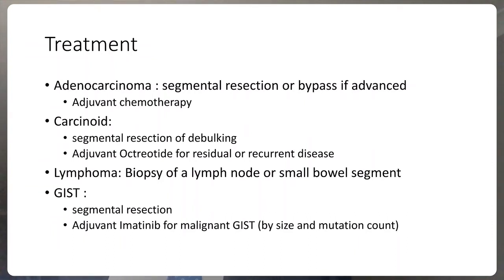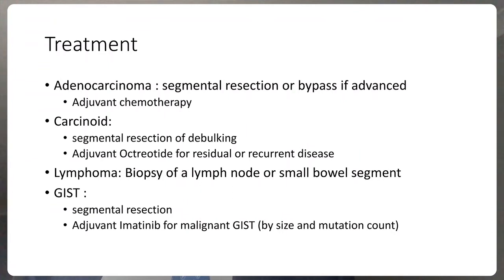Now, if we resect them and it's adenocarcinoma and no distant metastases, then there might be some benefit from adjuvant chemotherapy. This area is not studied very well due to the rarity of the disease, but you will find our medical oncologists often use the same chemotherapeutic agents that are given to patients with colorectal cancers.